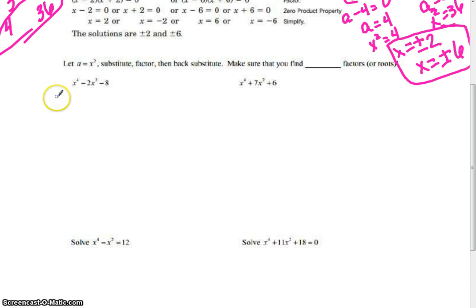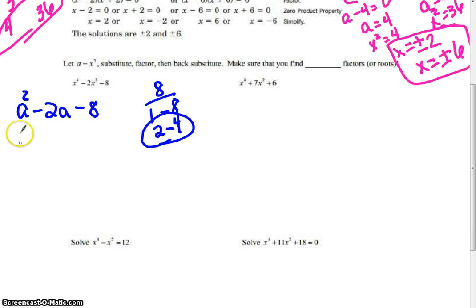So let's look at the first one on our notes. We're going to rewrite it, and it's going to be a squared minus 2a minus 8. Okay, I just replaced the x squareds with a. So then we're going to find the factors of 8. 1 and 8, 2 and 4. Signs are different, and the largest is negative. It's got to equal negative 2. So this becomes a plus 2 and a minus 4.